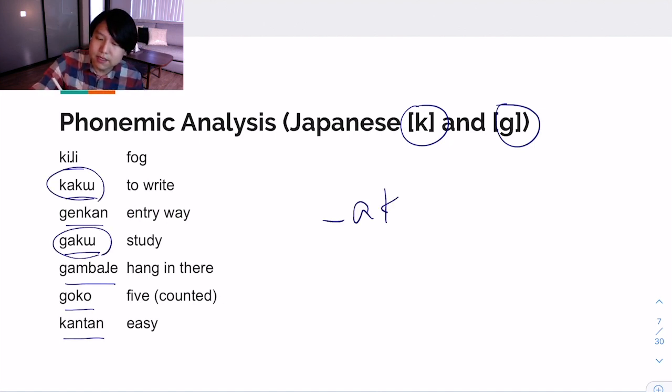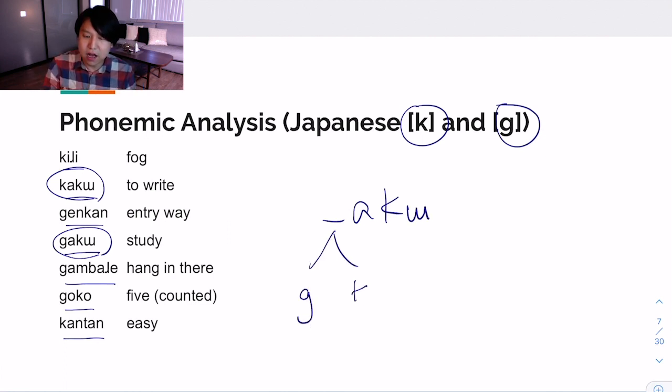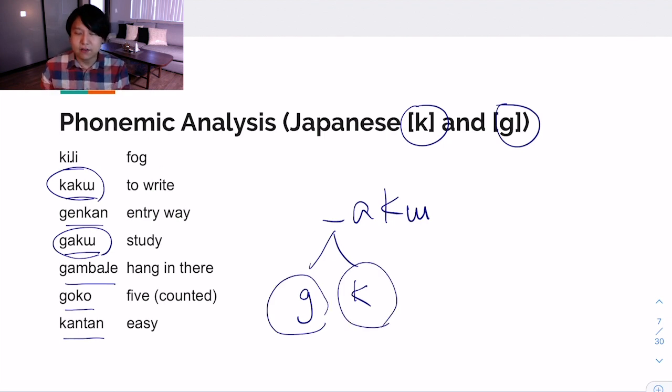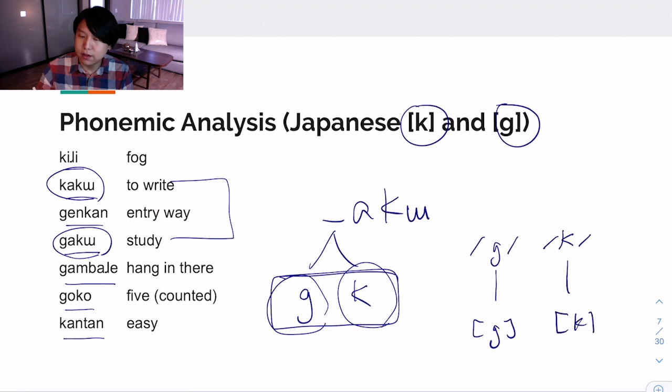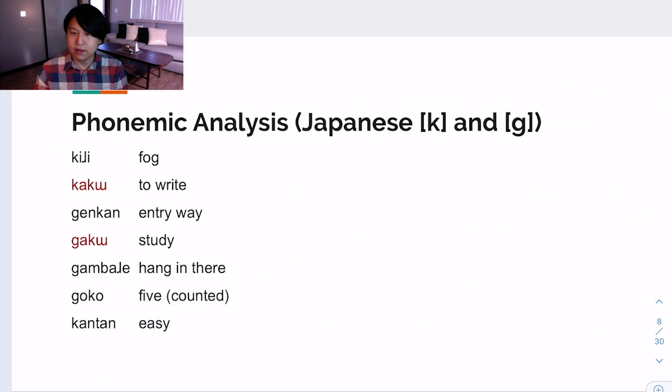So in the same environment, two sounds ga and ka can both exist, and they do mean different things. Kaku means to write, gaku means to study. Therefore, ga and ka have a contrastive distribution. They form a minimal pair, kaku and gaku, and therefore they are two different phonemes. Like this.